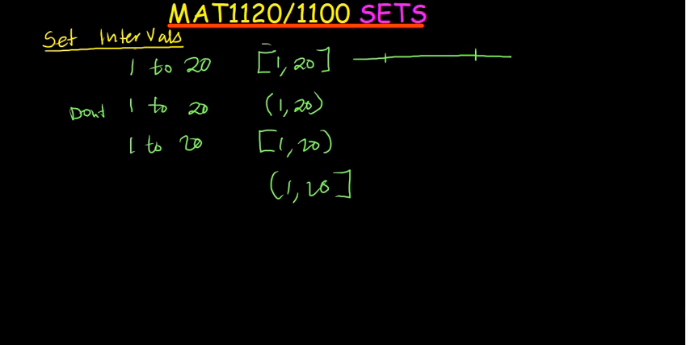For this one, when you see this, these are closed interval brackets. You are going to shade at 1. You are also going to shade at 20. And then you are going to put a line to join. So you are talking of all the numbers between here.